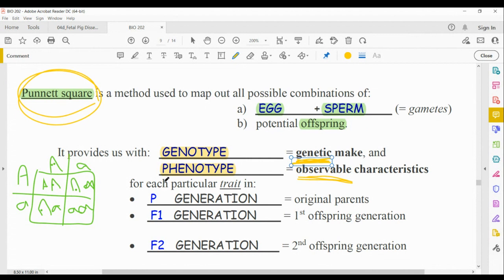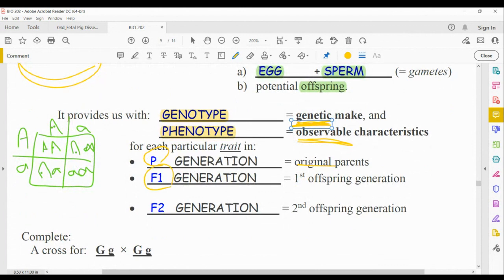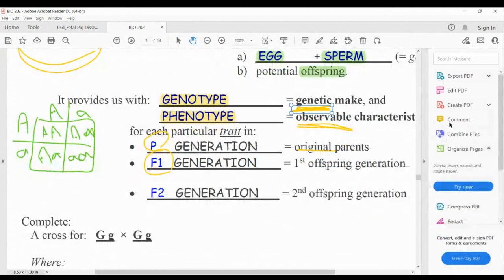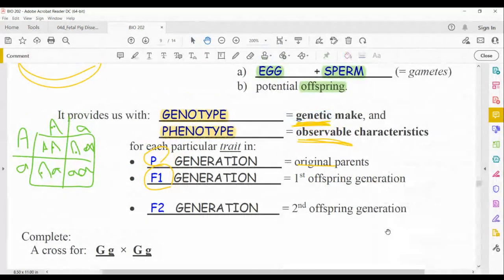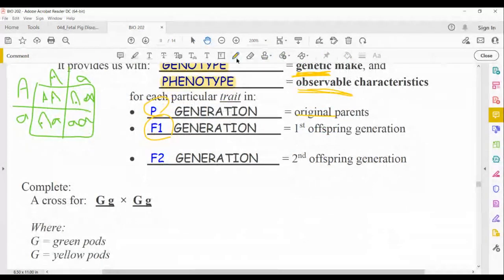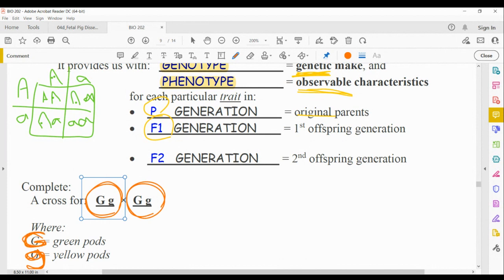When we do Punnett squares, we're of course starting with the original parents, and then we're mapping down generation after generation what sort of genotype and what type of phenotype we might end up with. What I had in your study guide for you, as a chance to practice a little bit, because I think practice helps to remember, was a cross where one parent is heterozygous and the other parent is heterozygous as well for the color of the pea pods of a garden pea. This should be lowercase g for the yellow. So yellow is a recessive trait. Green pods are a dominant trait.